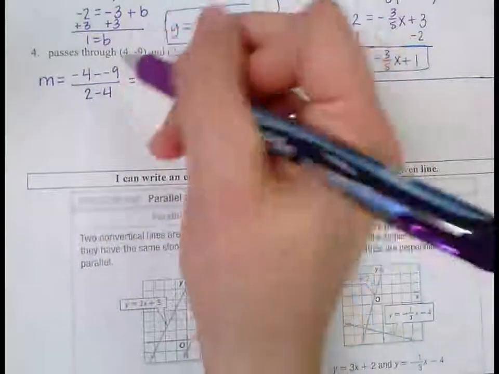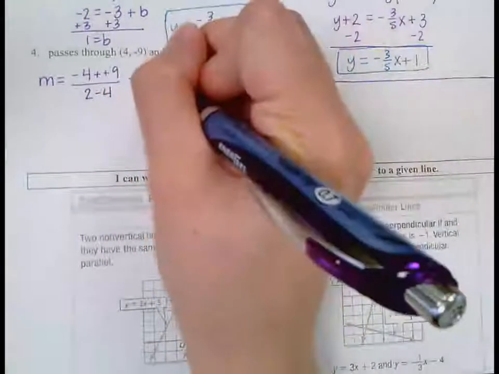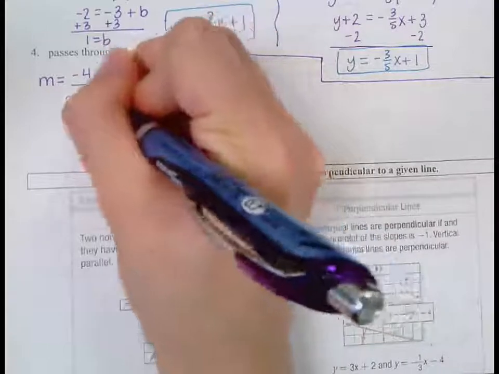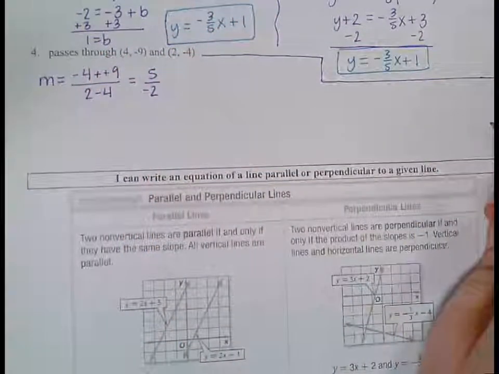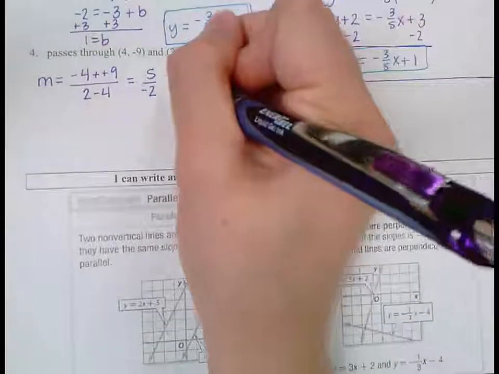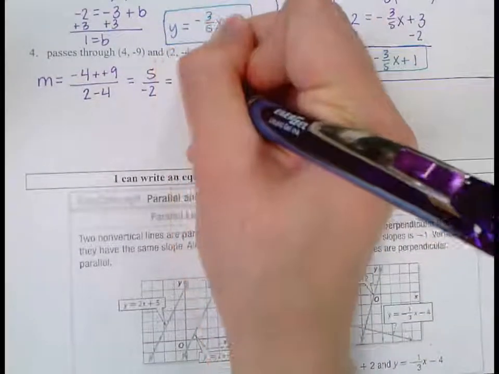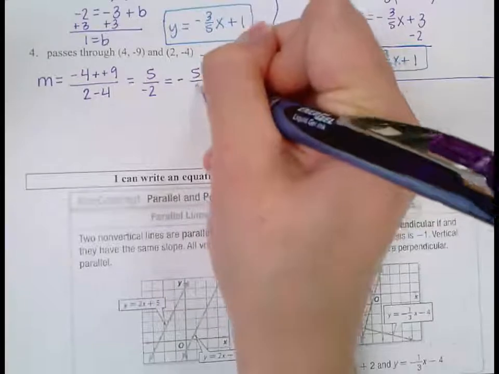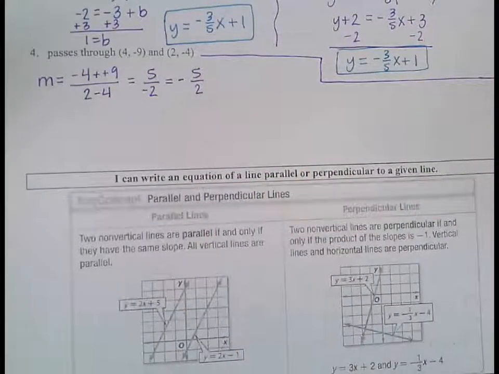So negative 4 minus negative 9 is really plus positive 9. So that's 5 over 2 minus 4 is negative 2. And leave your slope as a fraction, a simplified fraction. So I'm going to leave it as 5 over 2. I'm just going to write the negative in front. So if either your numerator or your denominator are negative, it just means your fraction is negative. If they're both negative, then it's positive.